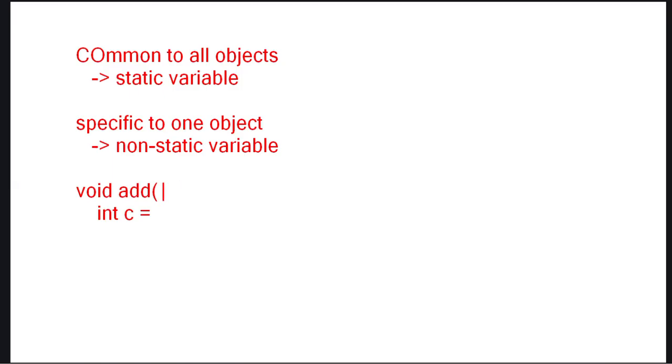So now void add, what do you have to write here? I want to take a value from the method caller. Whoever is calling this method, I want to take a runtime value from him. So what should I do? I should write parameter int a and parameter int b. I have to take two parameters.